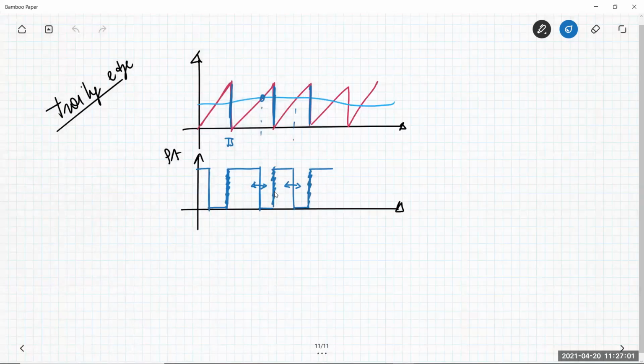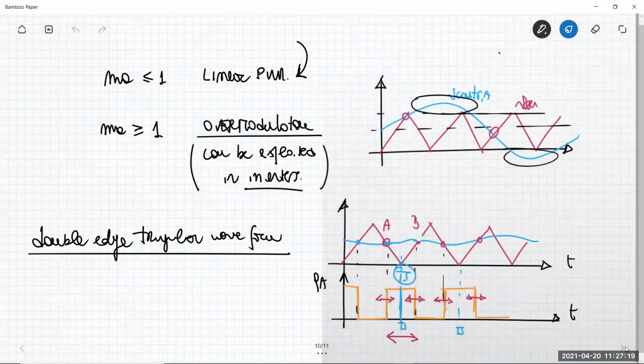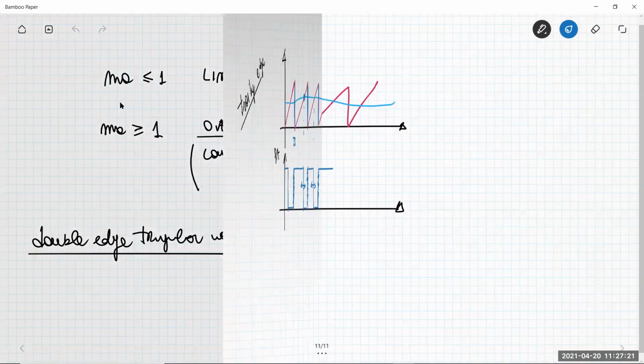Now this sort of symmetry is totally lost. Fourier always likes symmetries, which simplify the spectrum. So this leads to some complication of the spectrum, which is a little bit richer in harmonics. This is the basic reason why nowadays double edge is employed in place of trailing edge.